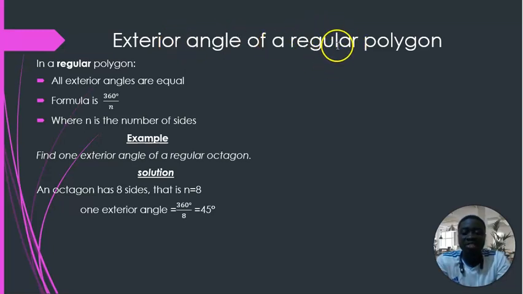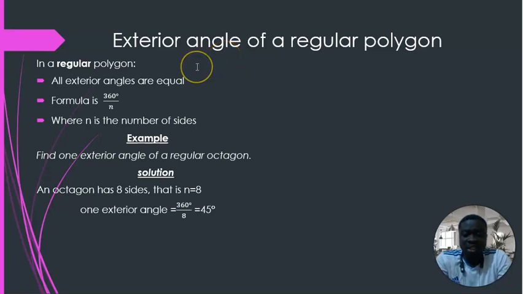The word regular has come back again. So, exterior angle of a regular polygon. That means you are looking at one exterior angle of a polygon which has all its exterior angles the same. So the moment you see the word regular, it means that all those exterior angles are the same, and you are looking for only one of them.